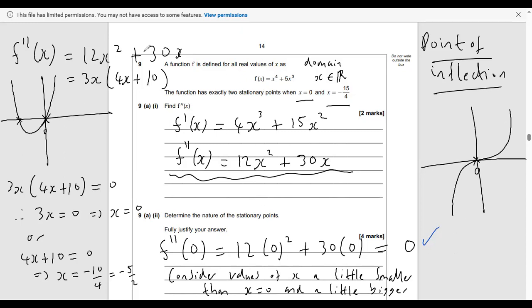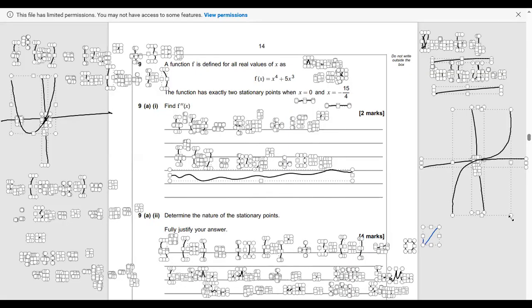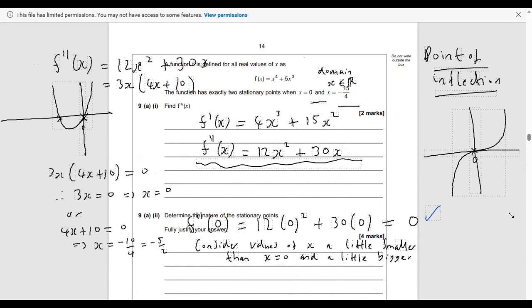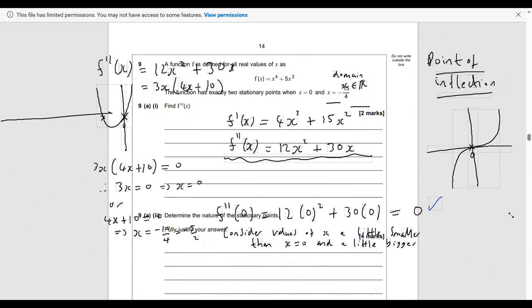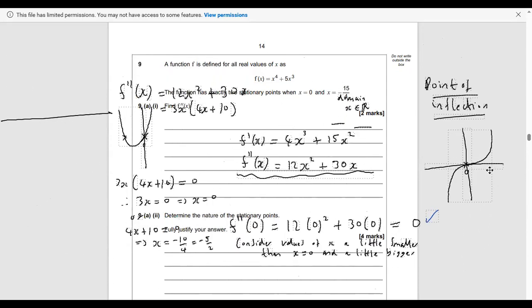Unfortunately, with the AQA website, they don't let you write on the past papers. They won't let me write on it, so I have to use Zoom to actually write on the screen. Let me try and move everything down a little bit.